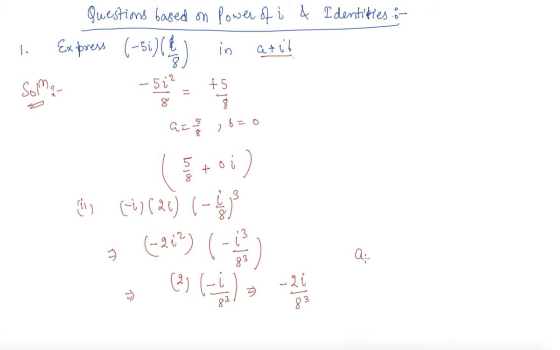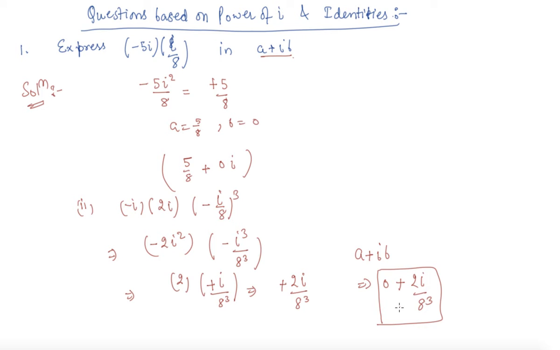We have to express it as a plus iota b, and a here is 0, plus iota times, so it is minus times iota and minus minus plus, so we will get 2 iota upon 8 cube. So this is the answer. This is how we have to express the question in a plus iota b form.